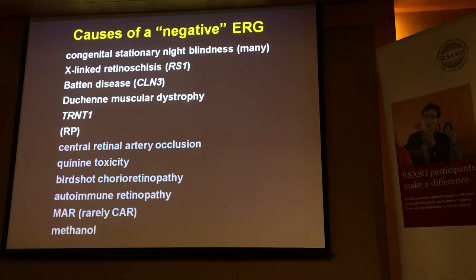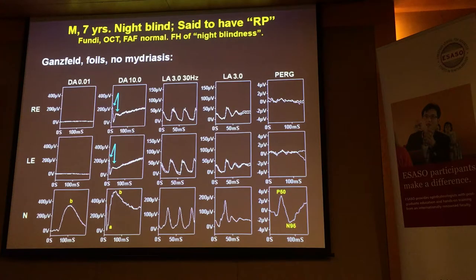Lots of causes of negative ERG. These are acquired, these are inherited. We'll just look at one or two. Now, this is a patient whose child was referred to us with a diagnosis of RP from elsewhere. Fundi completely normal, imaging completely normal, family history of night blindness, rod-specific ERG undetectable. It's exactly the same as the patient we've seen with RP, which is severe.